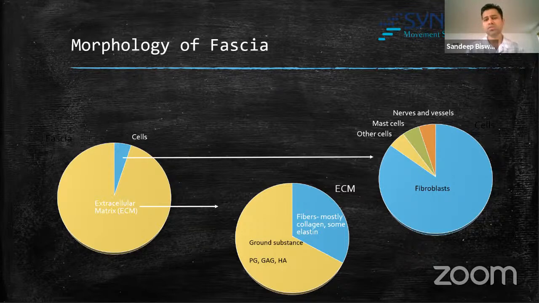There are other cells also, like in any other tissue, you have your nerves and vessels and mast cells and other inflammatory cells. But what you need to remember are the fibroblasts. That's most important. Now, coming back to the ground substance, as I said, it is made up of collagen, elastin, and some matrix. The matrix is basically made up of proteoglycans, glycosaminoglycans, and hyaluronic acid. So these are the 3 basic structures which form the ground substance.